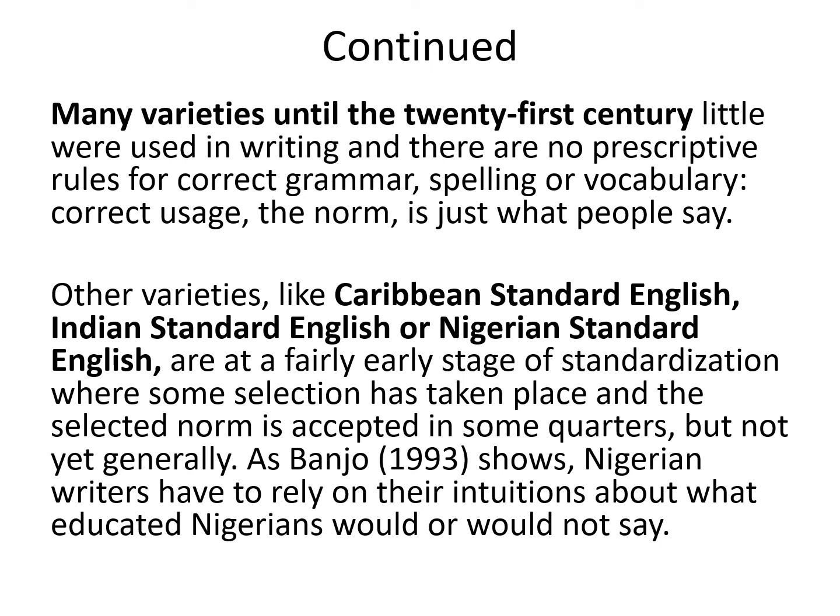So other varieties like Caribbean Standard English, Indian Standard English, or Nigerian Standard English are at a fairly early stage of standardization, where some selection has taken place and the selected norm is accepted in some quarters but not generally. So it's not really standardized. It's like local varieties. There is a process of codification, a selection of words, and acceptance, but there is no spread or maintenance of those varieties.